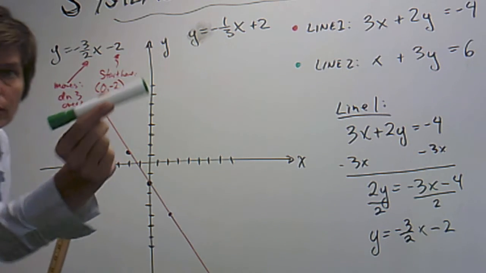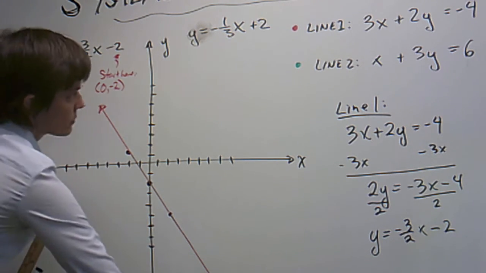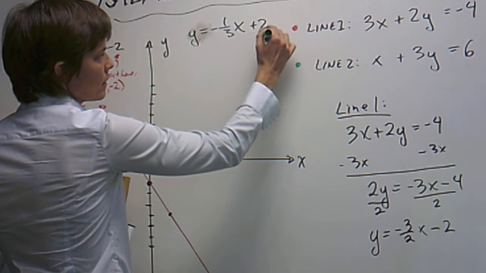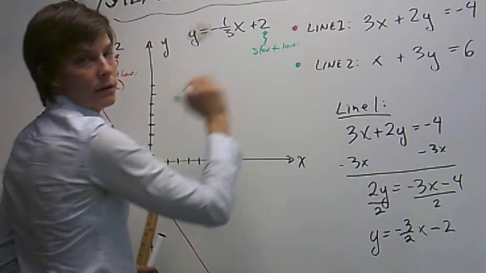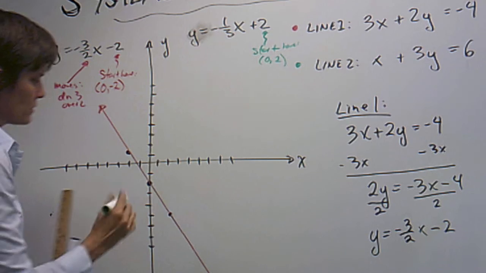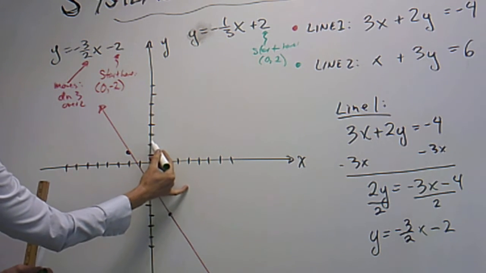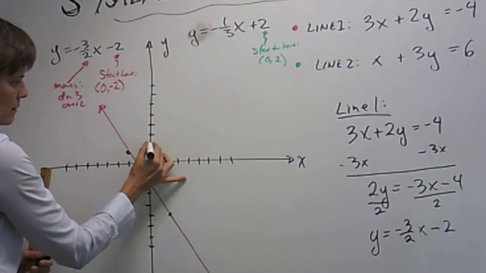So line 2 I'm going to do in green. Line 2. Start here. Where is here? 2, aka 0, 2 is the y-intercept. Start at the origin, go up 2. I'm doing the line in green, but I'm doing the dots in black.